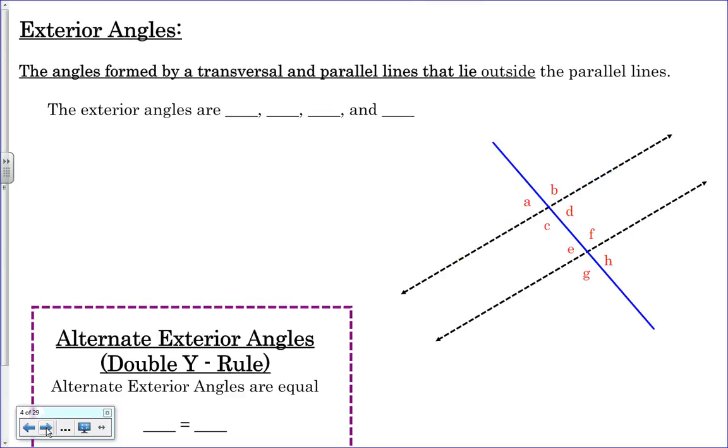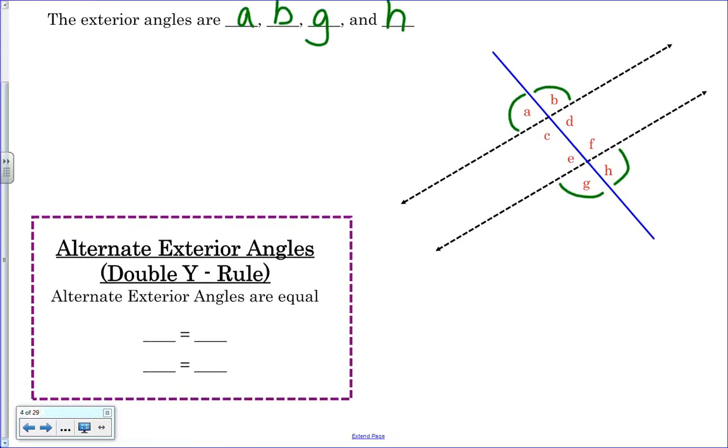Let's take a look at another one. The exterior angles. So first of all, what is that? Those are the angles formed by a transversal, so remember that blue line there, and parallel lines that lie outside the parallel lines. Outside the parallel lines, now I'm looking for A and B and G and H. So A, B, G, and H. Let's take a look at this rule here. It's called the alternate exterior angles, or as a simpler way of looking at it, the double Y rule.